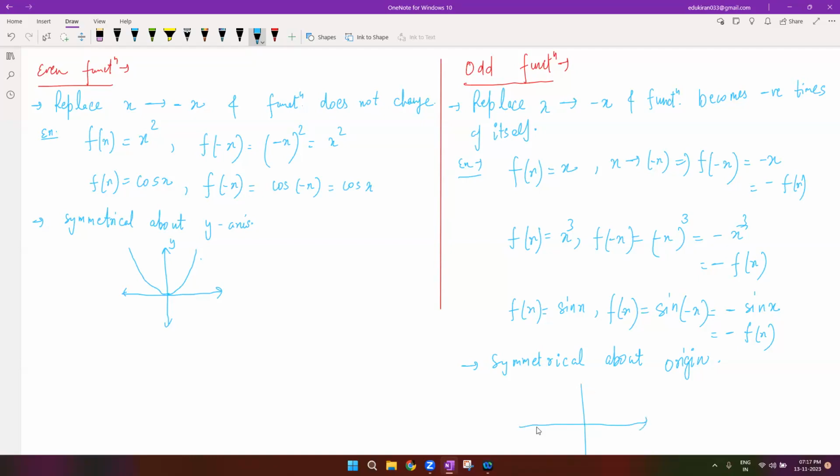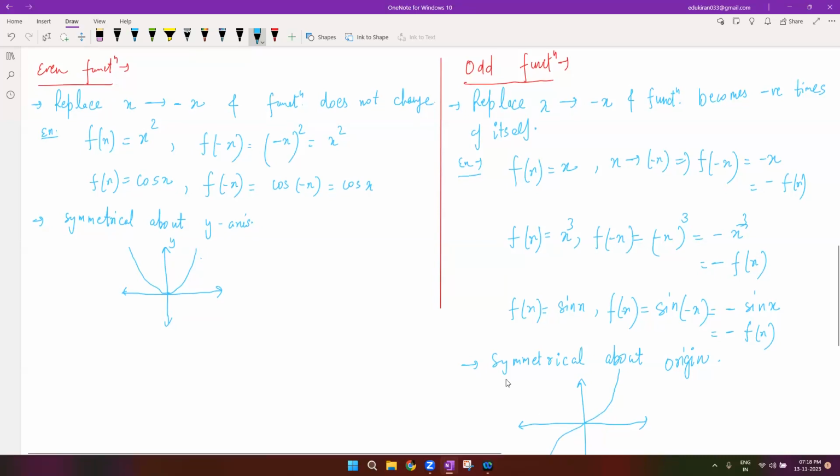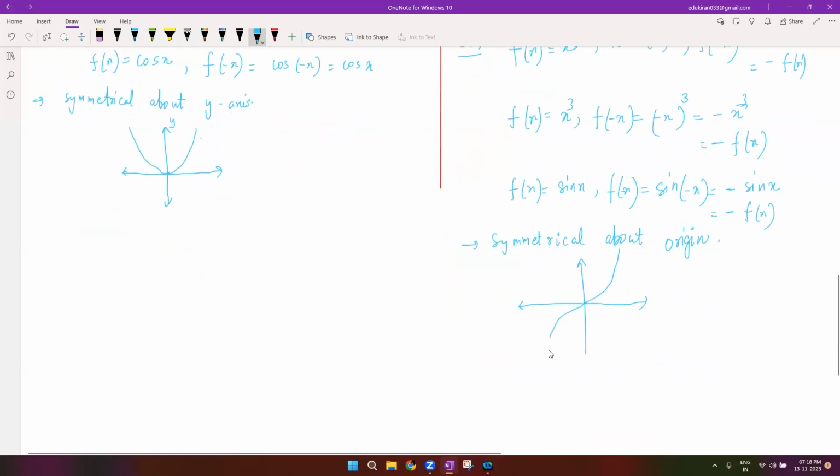For example, let's take the graph of x cube. So the graph of x cube is something like this. Something like this. So if you take this, then the graph will be symmetrical about the origin. Whatever is the graph in the first quadrant, the same graph is in the third quadrant.